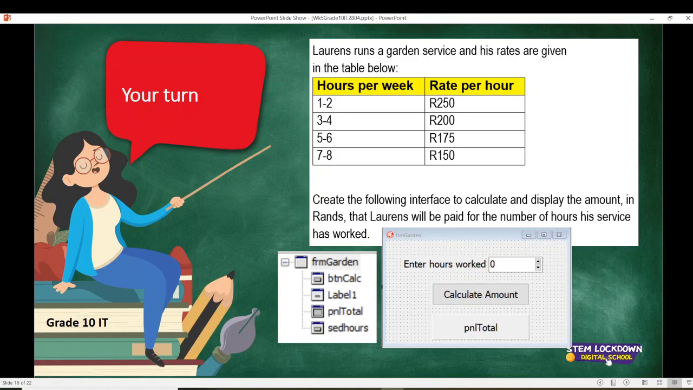Okay, and you need to use a case statement because I'm reading in the number of hours as an integer. So if you're watching this now, it's a good idea to pause it, create the program, write the code, and then you will see the solution to this activity in the next lesson.